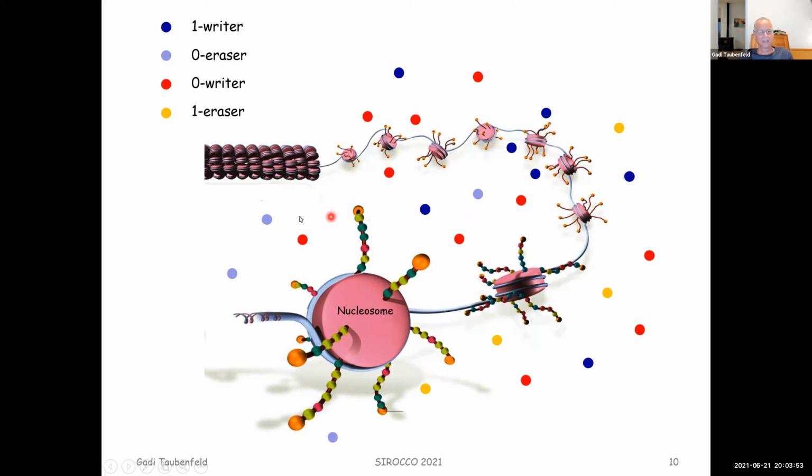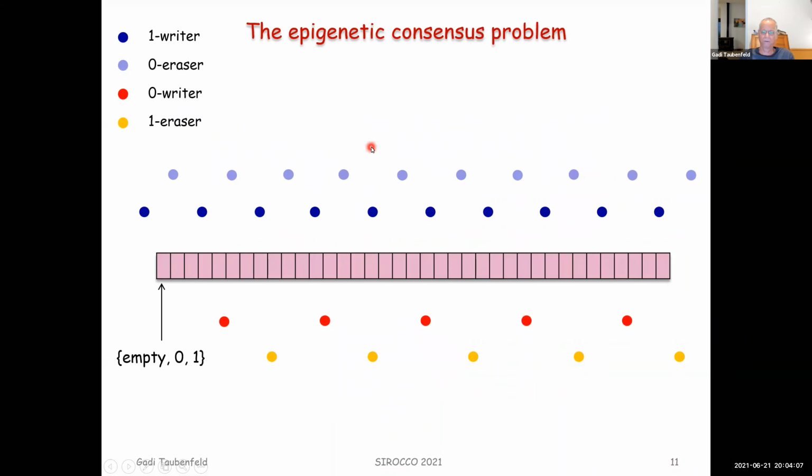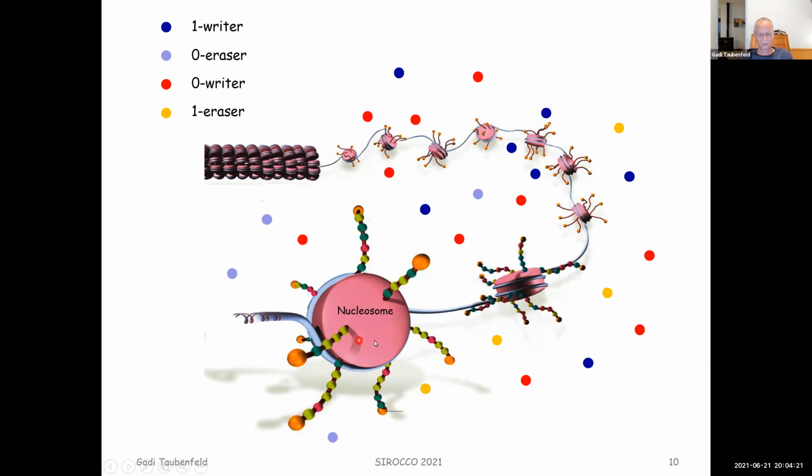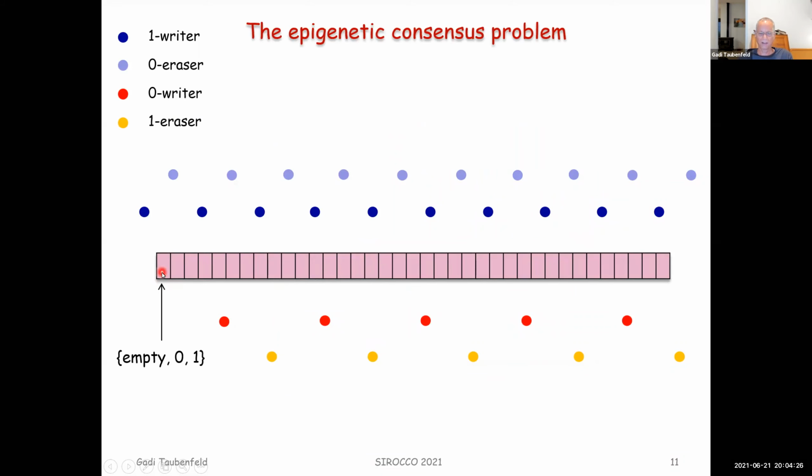Saying differently, what is the algorithm that each one of these types of processes or proteins is running so that this is enabled? Okay, here's a different way to think about the same thing. So now we are using only distributed computer terminology. We have an array of cells. So these are the nucleosomes.